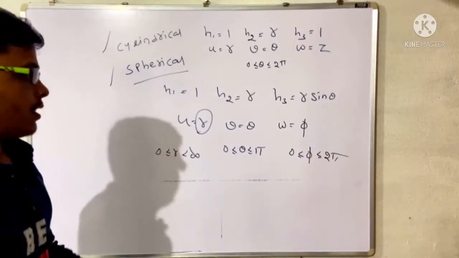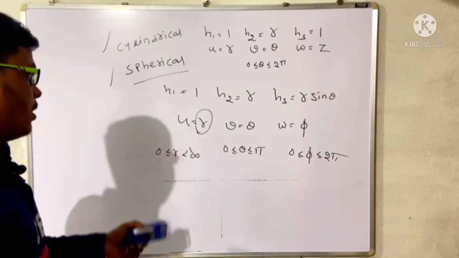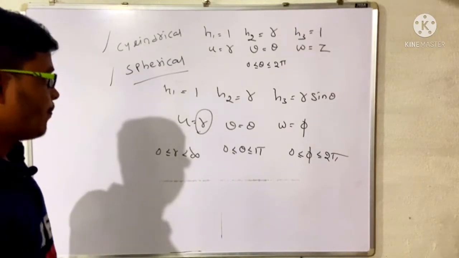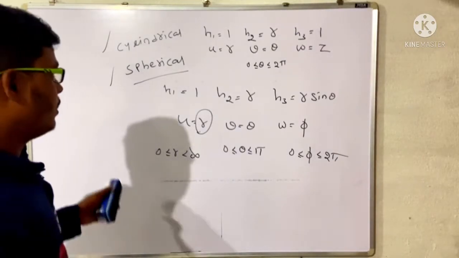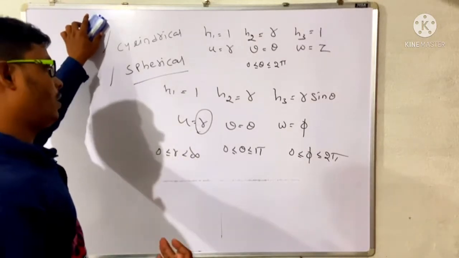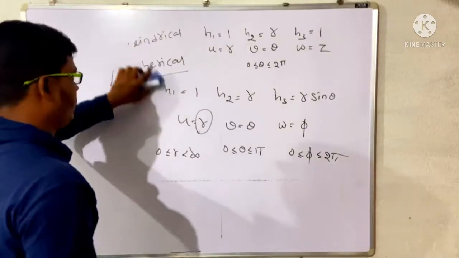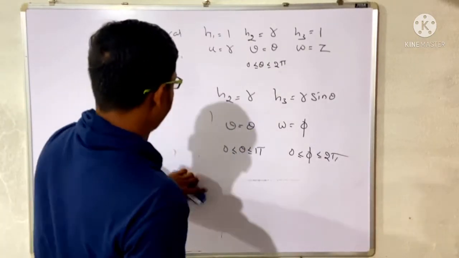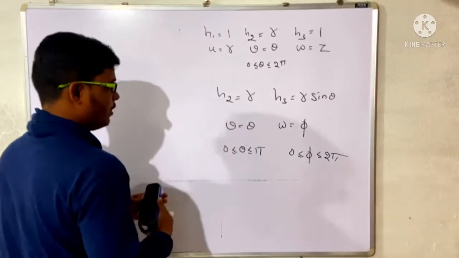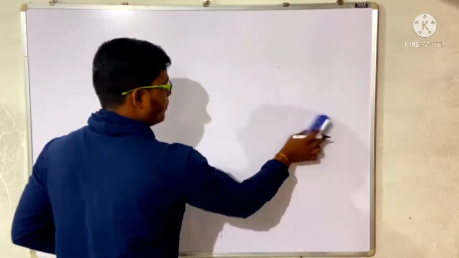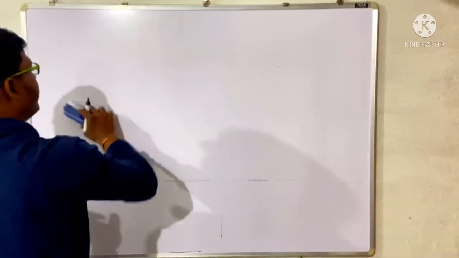The scale factors and the unit vectors u, v, w in the curvilinear coordinate system. If you don't know about this, then please comment. I will take another class on the scale factor and unit vector. These are the simple things you have to remember, then we can solve vector integration.